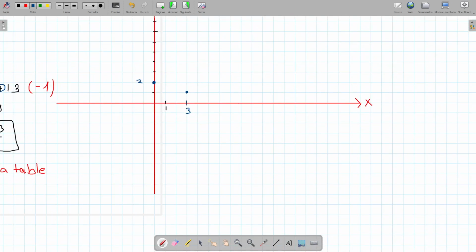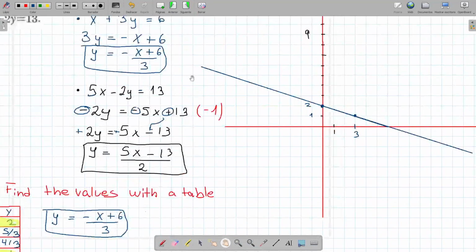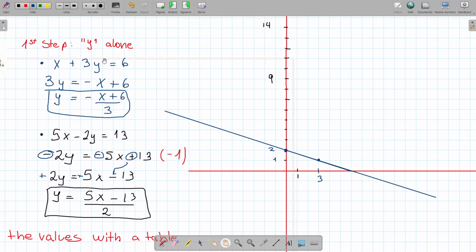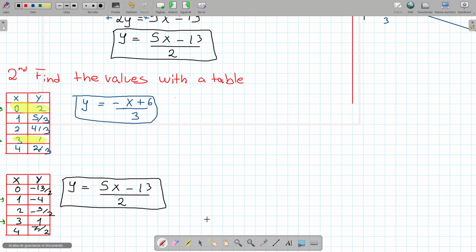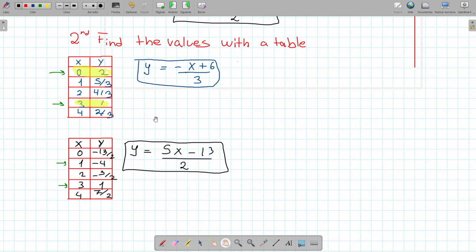3, 1. What I'm going to do next is join the dots, and it will become a line. As you can see, that's the line, the linear equation for the first one. In black color, we are going to use 1, minus 4, and 3, 1.